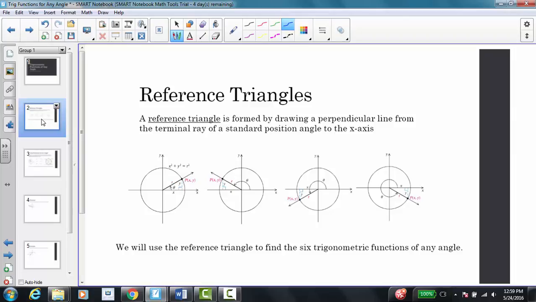So a reference triangle is formed by drawing a perpendicular line from the terminal ray of a standard position angle to the x-axis. So if you look at the pictures I have below, this shows our reference triangle in each one of the four quadrants. If we look at the first one, this is my terminal side of my angle, and I dropped a perpendicular line to the x-axis, which is then going to form my right triangle. I can then use this reference triangle to find the 6 trigonometric functions of any angle.